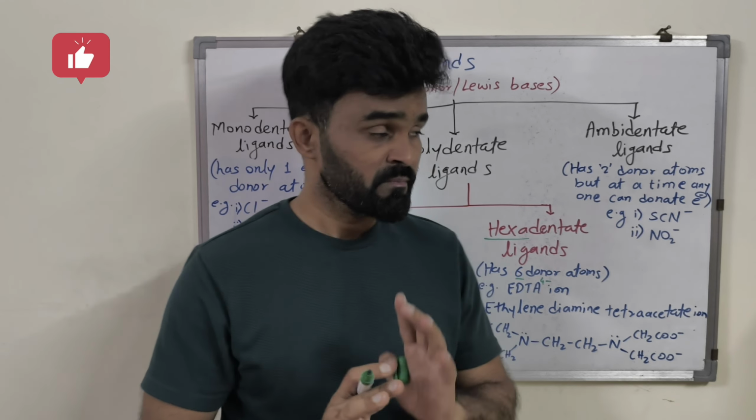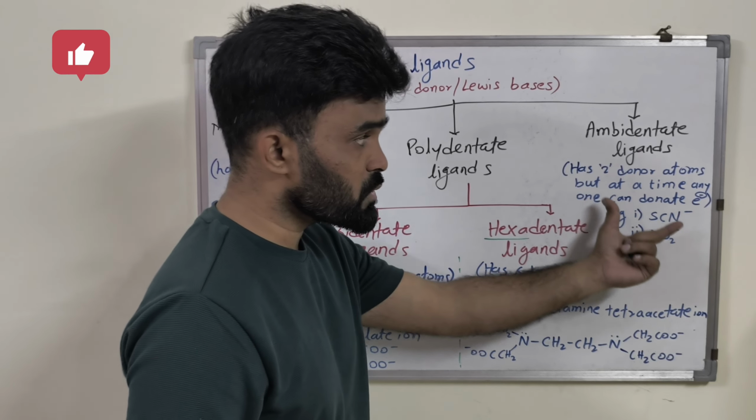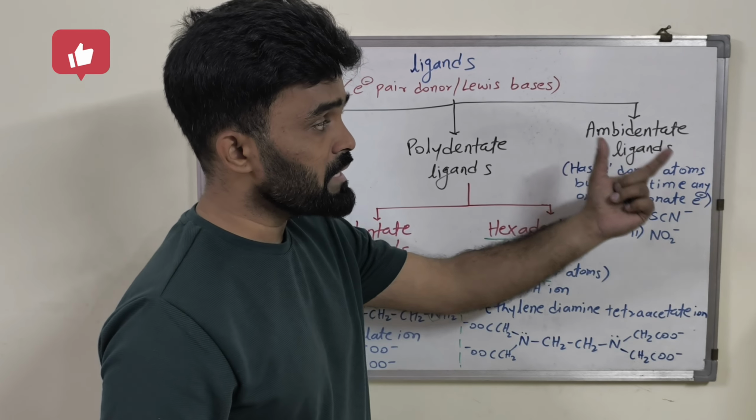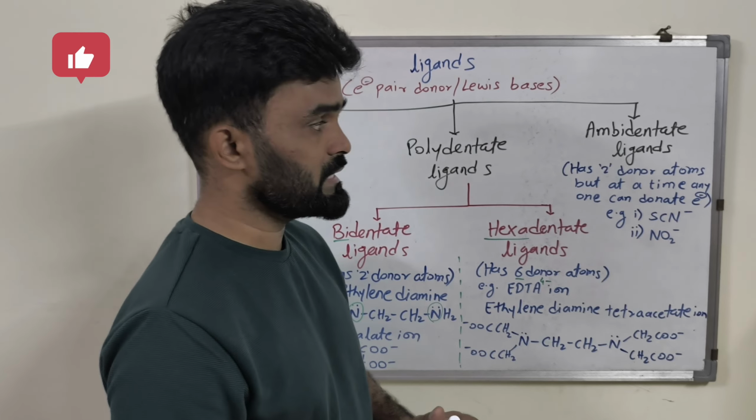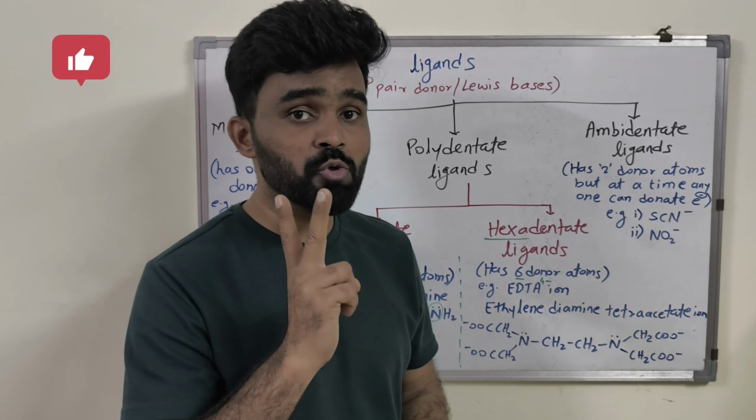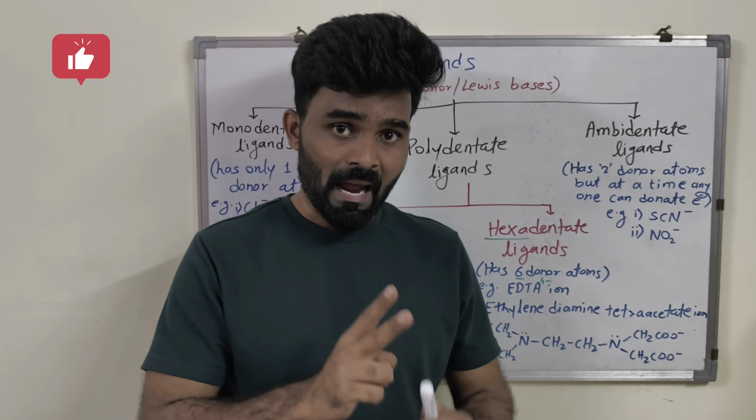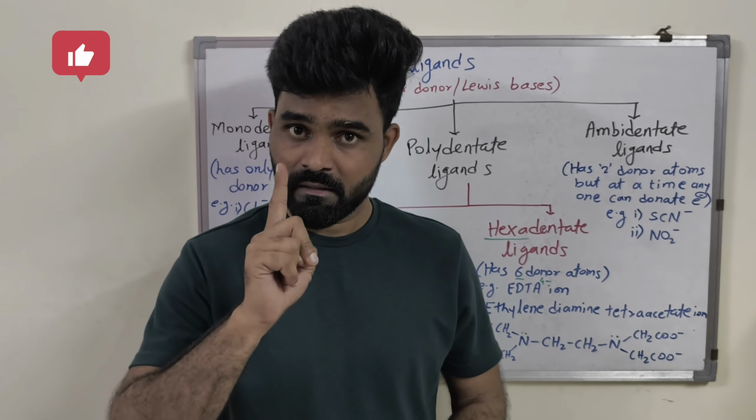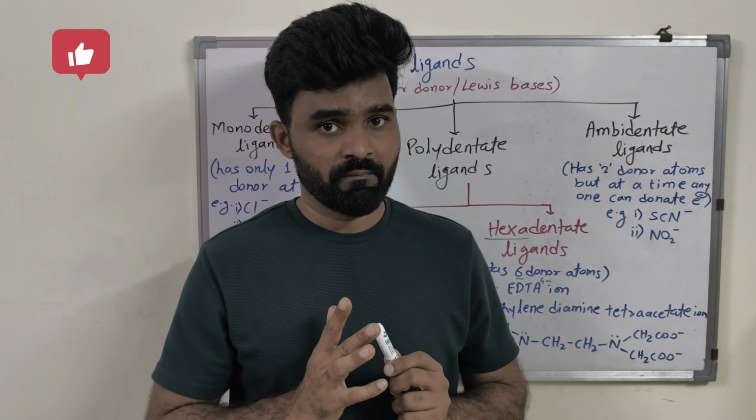Okay? Fine. Now the next one is very important. Ambidentate ligand. Ambidentate means it has 2 donor atoms, but at a time only 1 donor atom can give electrons.